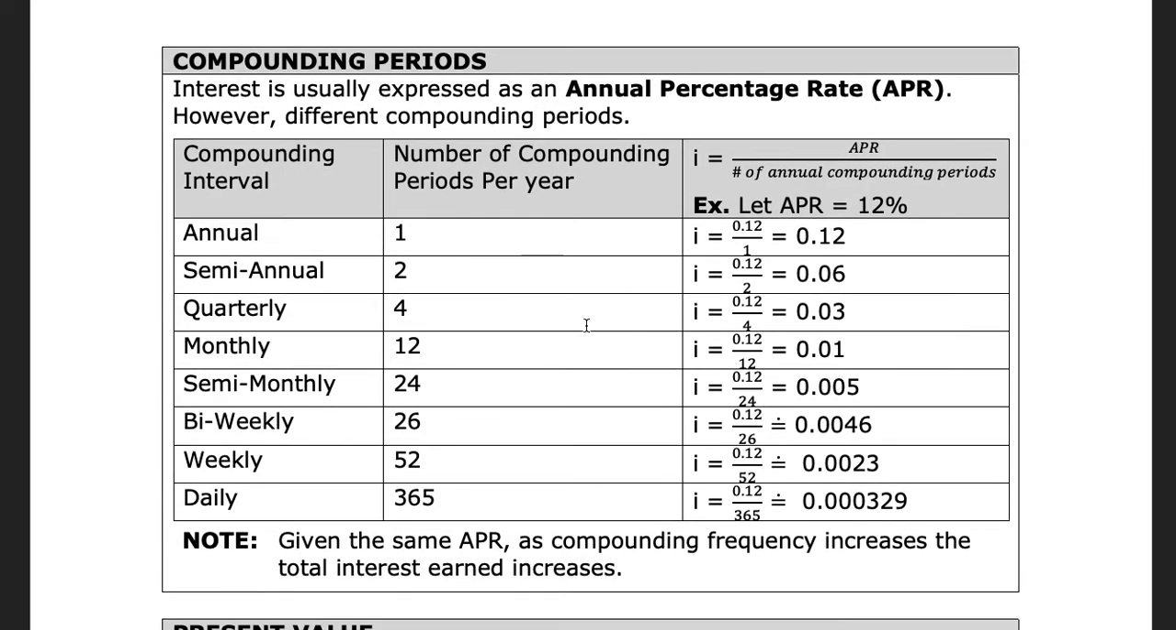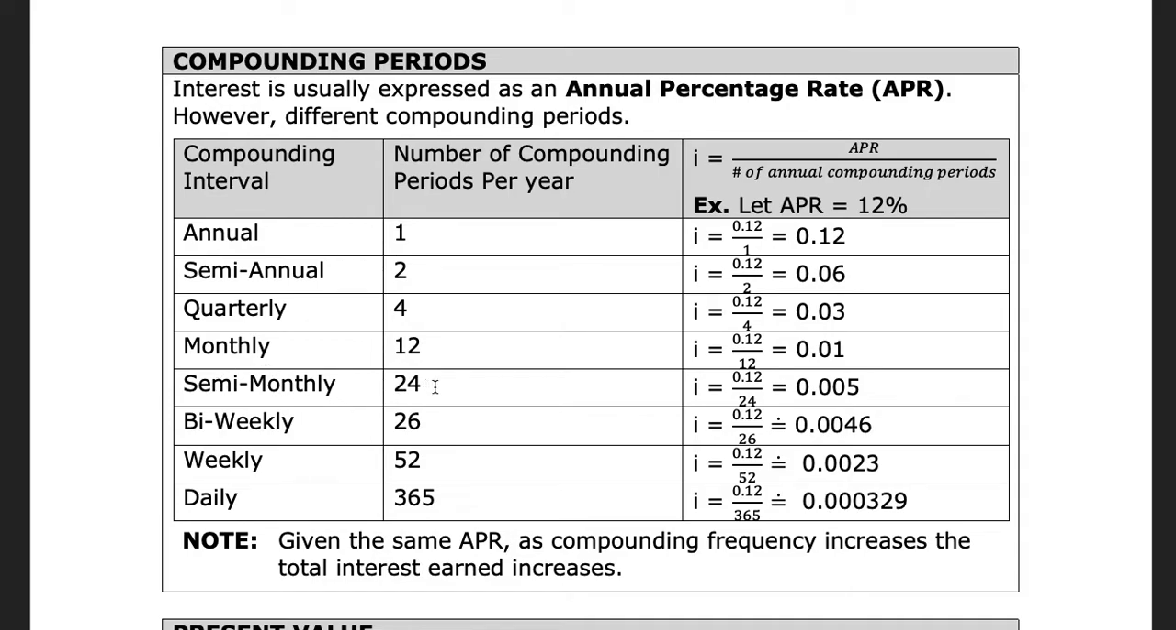A separate video is made to further describe those compounding frequencies, but let's look at compounding periods. Interest is usually expressed as an annual percentage rate, APR. However, different compounding periods exist. So we're going to go in order. Annual is 1 time per year, semi-annual is 2 times per year, quarterly is 4 times per year, monthly is 12. This is all straightforward, but this next one may require further explanation.